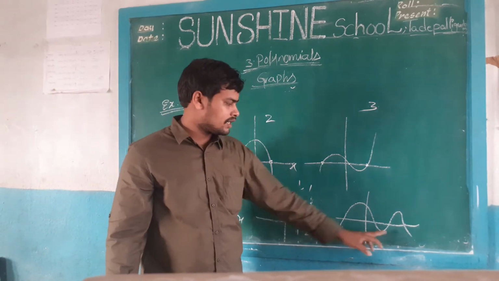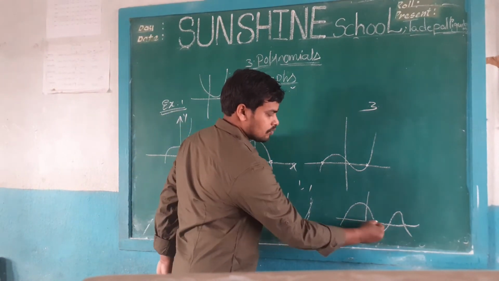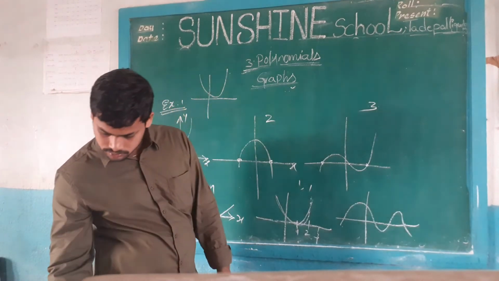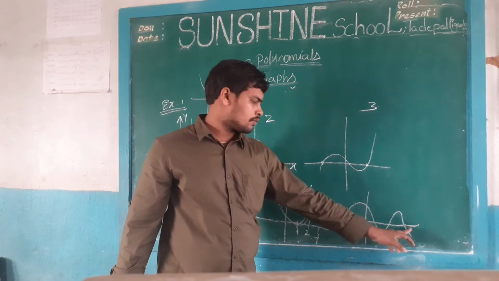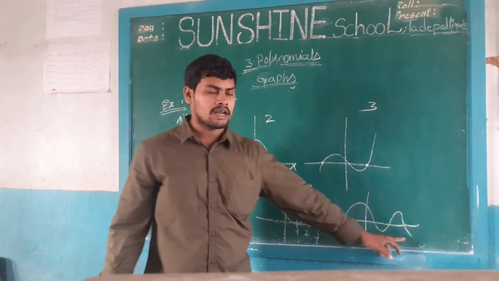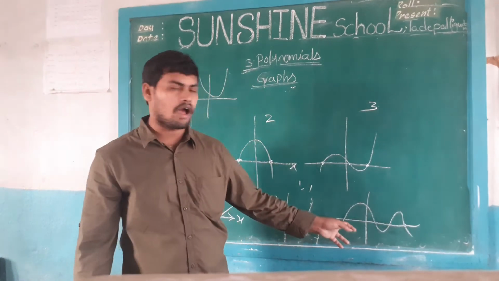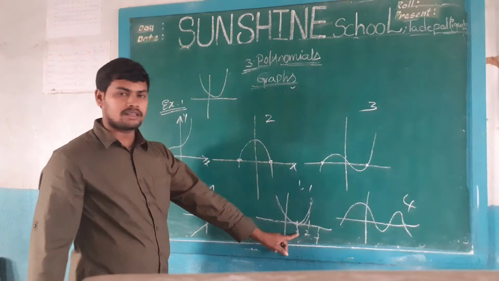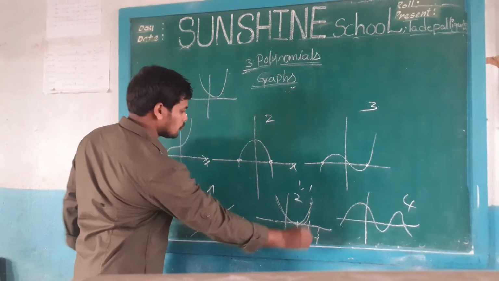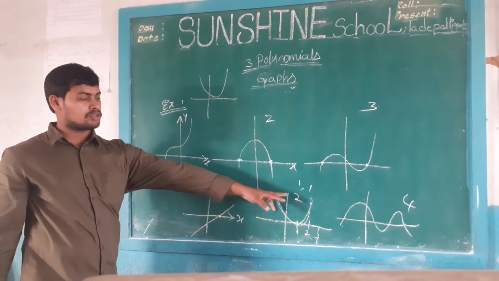Next one. How many times? First one, second one, third one, fourth one. So the number of zeros of this polynomial is 4. Here the number of zeros is 2. But both are the same.